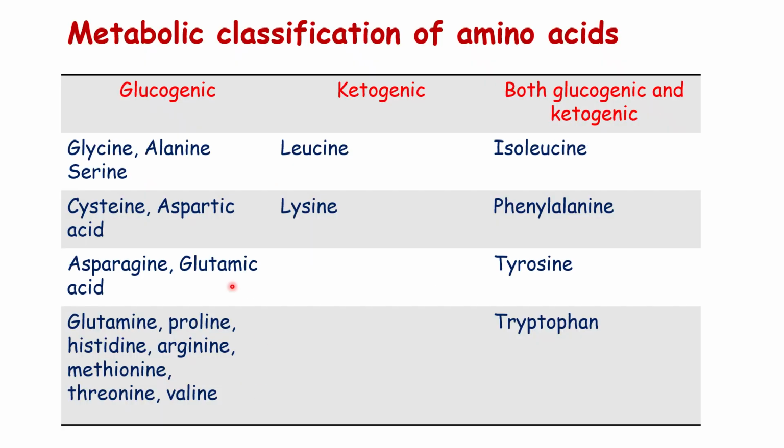Metabolic classification: this is a very important 2-mark question. Glucogenic: name some glucogenic amino acids. Name some ketogenic amino acids. Or those acting as both gluco and keto, they will ask. So note the amino acid names and write them in the test. You'll get full marks for that.